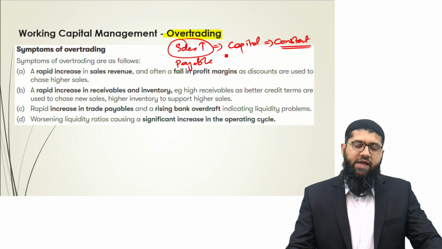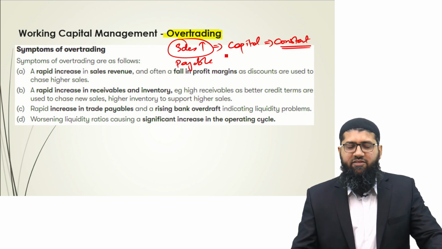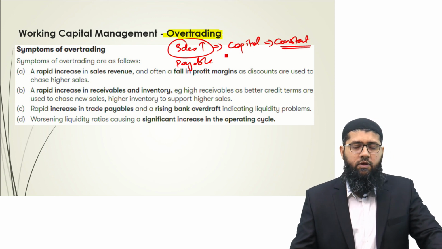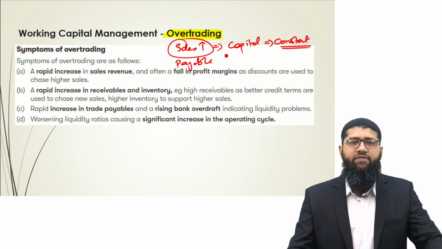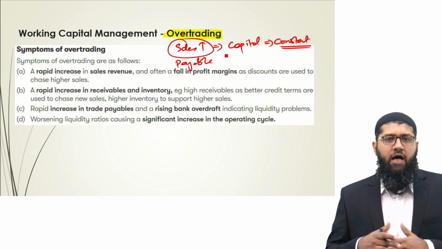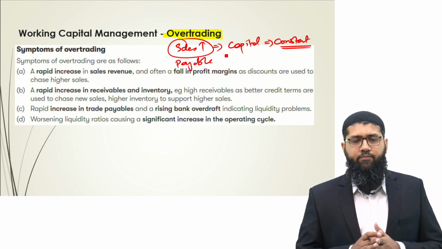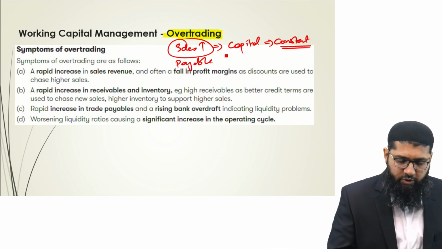So generally speaking, overtrading is disastrous for any company, and as a company you should avoid overtrading. From the perspective of the exam, you could be asked to identify the symptoms of overtrading. You could be asked to discuss how the company could avoid the overtrading situation. That is something that could happen. So what could be the symptoms of overtrading? Let's have a discussion about it.